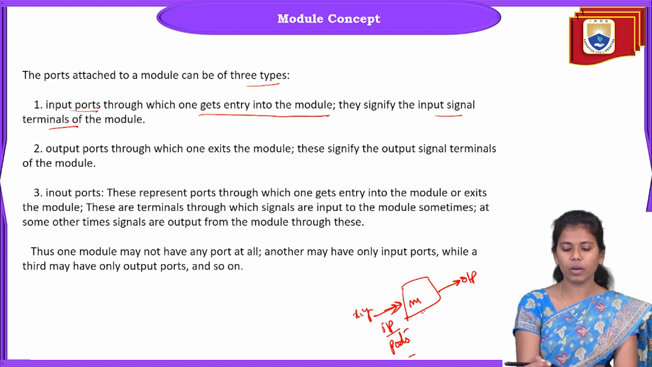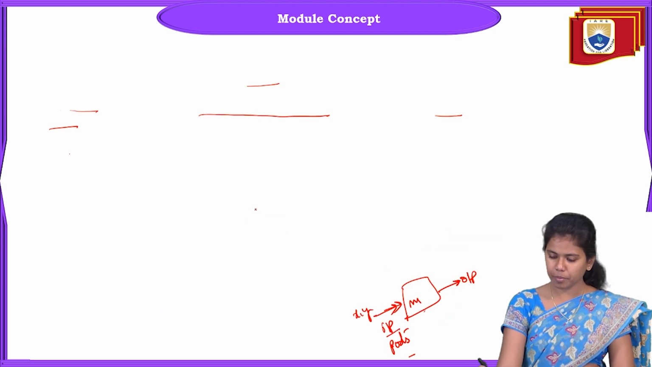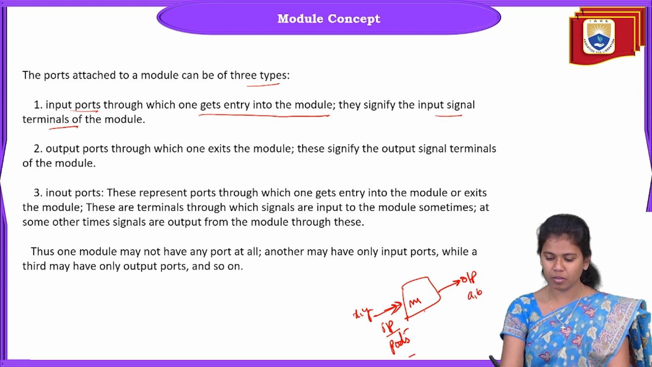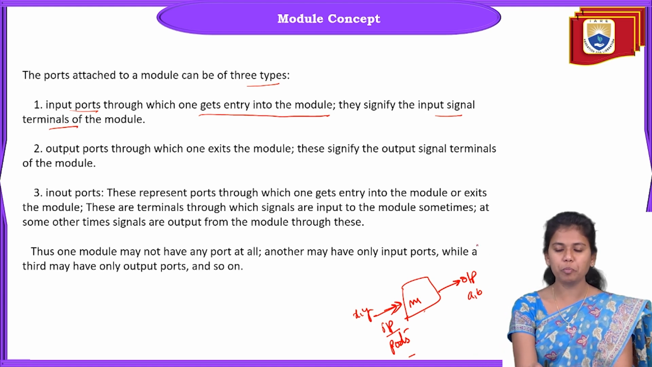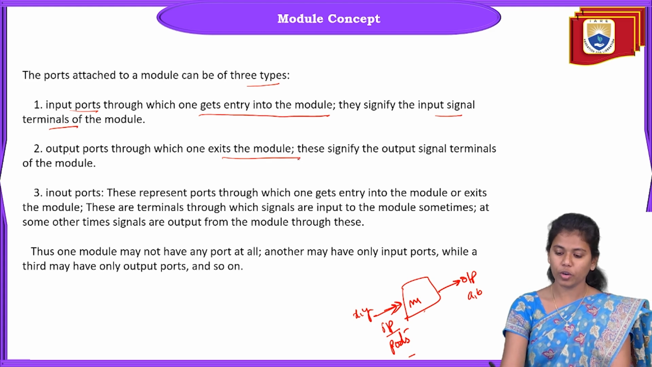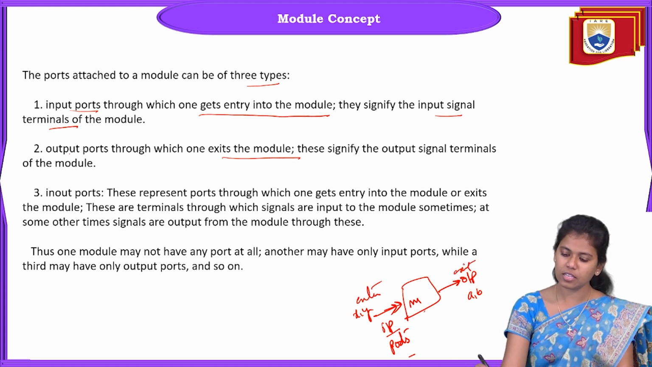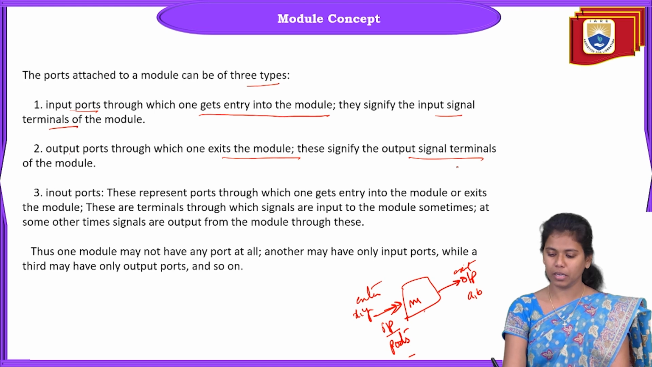Coming to the second one, output ports. In the previous example, the input ports are X and Y, and the output ports are A and B. So output ports are those through which one exits the module. Input ports are where one enters into the module, whereas output ports are where one exits. They signify the output signal terminals of the particular module.